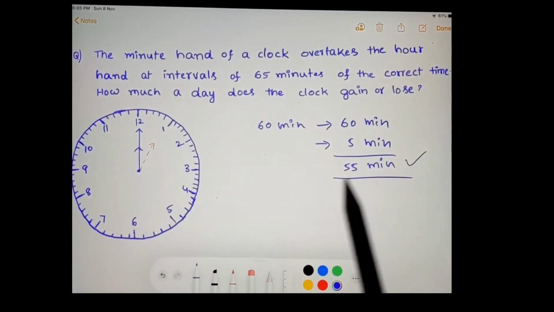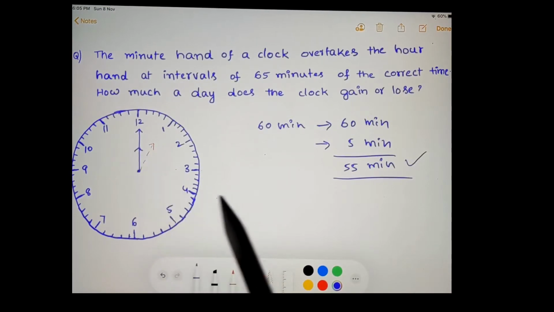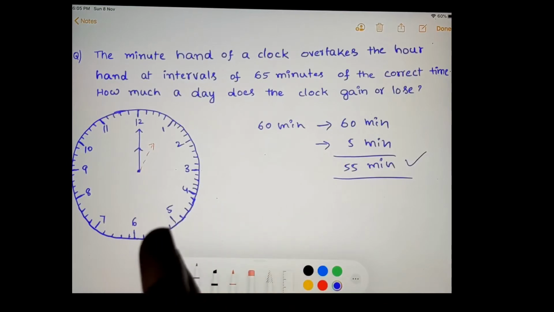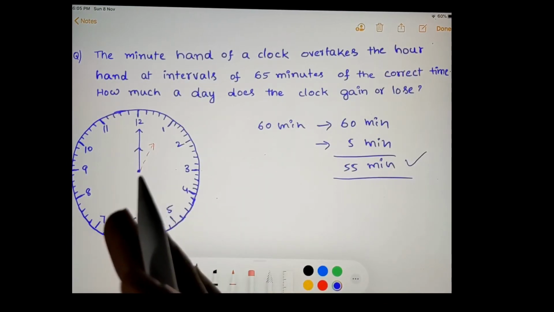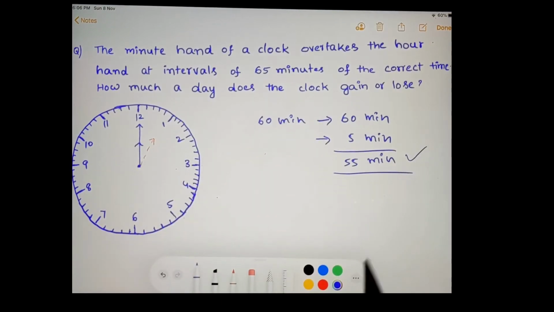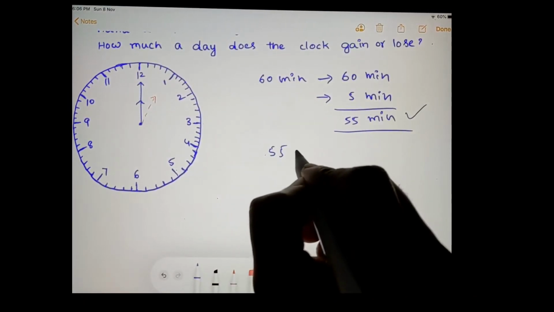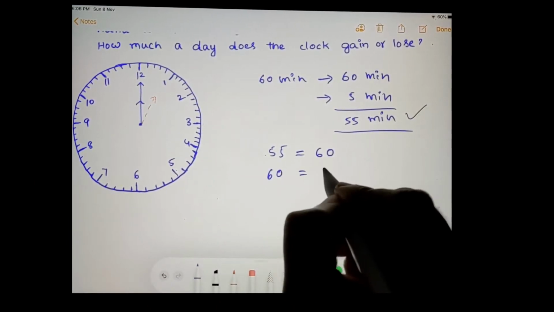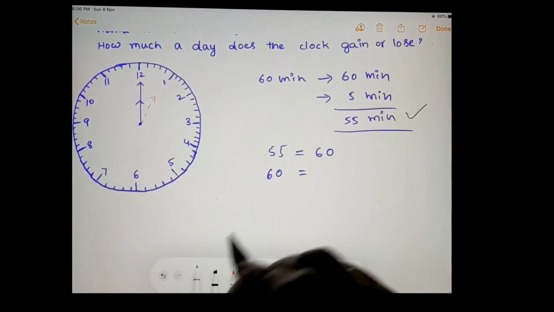After gaining 55 minute spaces, the long hand is at 12 and the short hand is at 1. If the long hand gains 60 minute spaces, then both the long hand and short hand will coincide. That is the reason we need to calculate how much time it will take to gain 60 minute spaces. We have the information that 55 minute spaces can be gained in 60 minutes, and 60 minute spaces can be gained in how many minutes? That is the question. We don't know that, we will take that as x.